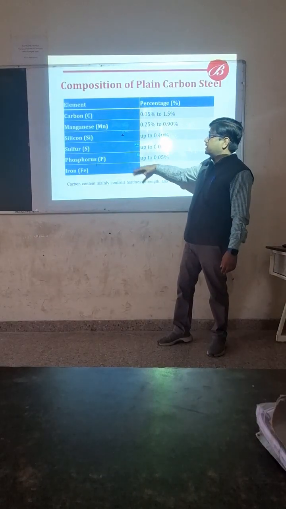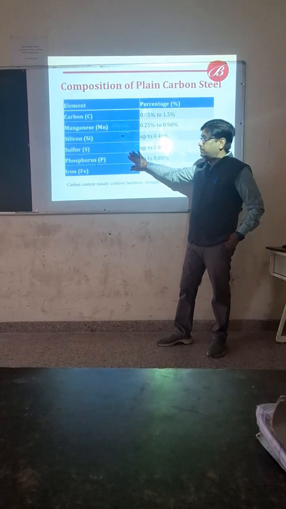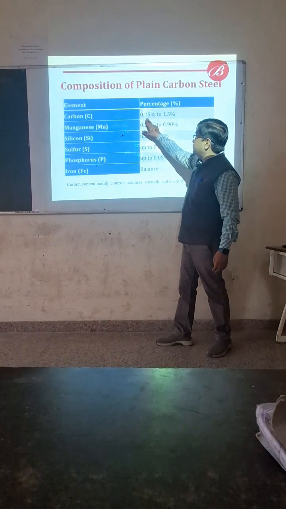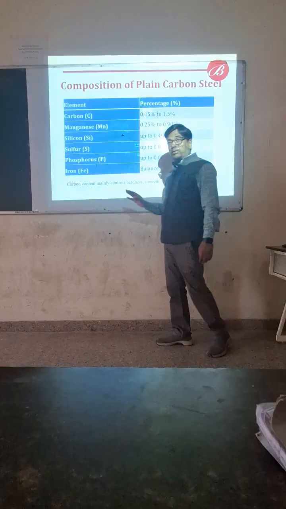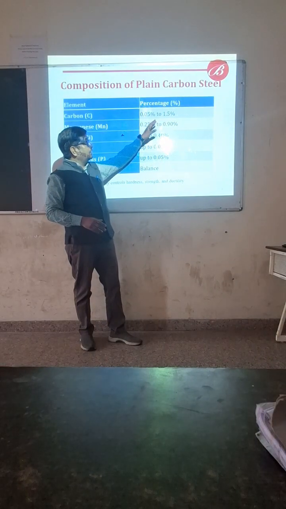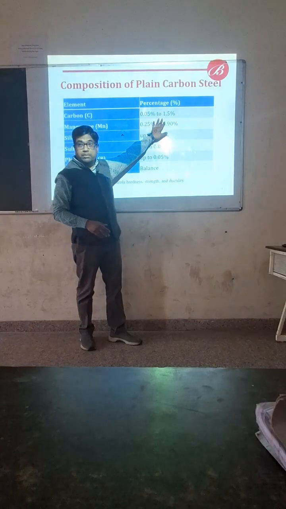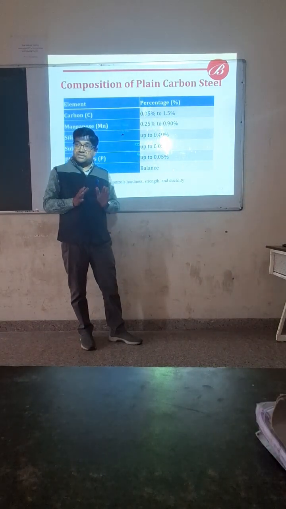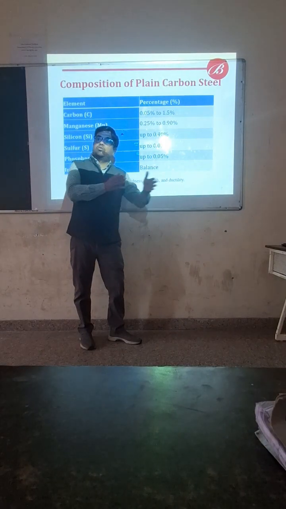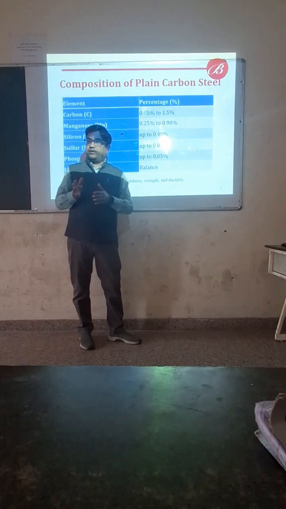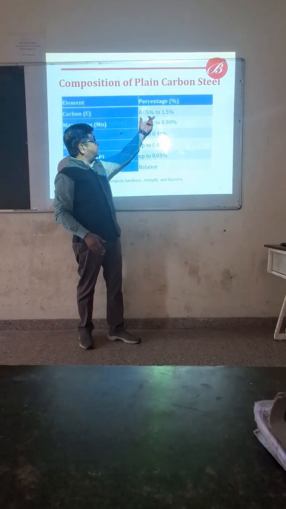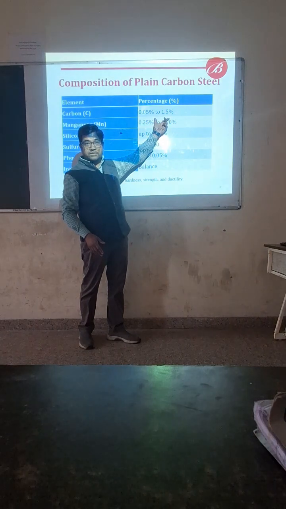When we see the composition of plain carbon steel, we find that the percentage of carbon varies from 0.05 to 1.5%. The thing to note is that carbon is up to 1.5% in carbon steel, whereas in cast iron it varies from 2 to 4%. That is the main difference between cast iron and carbon steel.